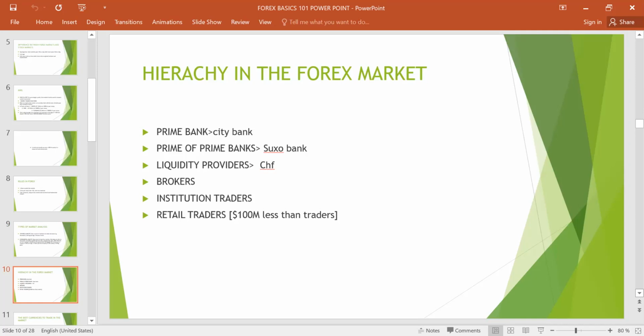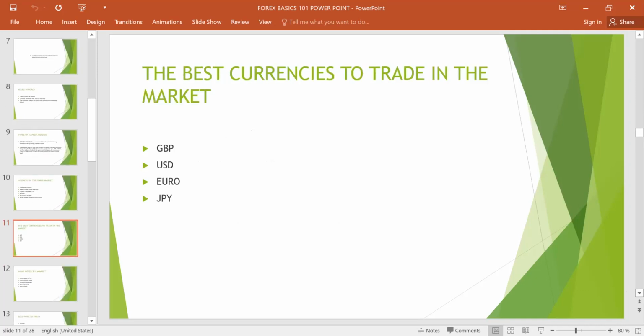from spreads and all that. We have the institution traders, such as the banks. We have such as Standard Chartered, the fund management, something of the sort. So they also trade. We have retail traders, those trading less than 100 million. So that's the category that we belong into. With your 10,000 account, you belong under the retail trader.